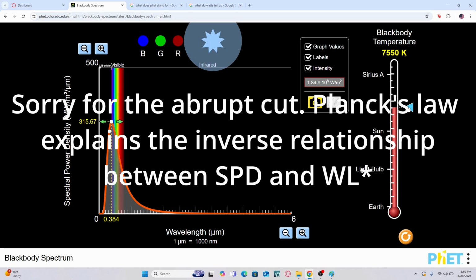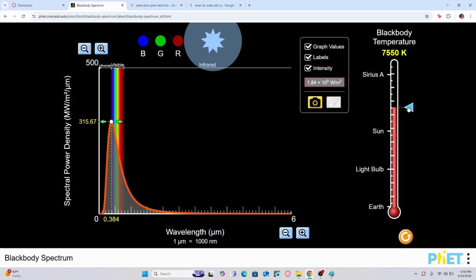The intensity of radiation emitted by the black body at a certain temperature is proportional to frequency, but we don't care about frequency because we're relating this to wavelength, so it's inversely proportional to wavelength. Those two laws kind of explain why we're getting a higher peak at a lower wavelength at a higher temperature.